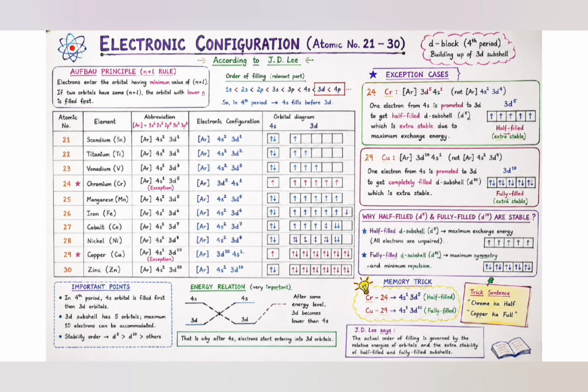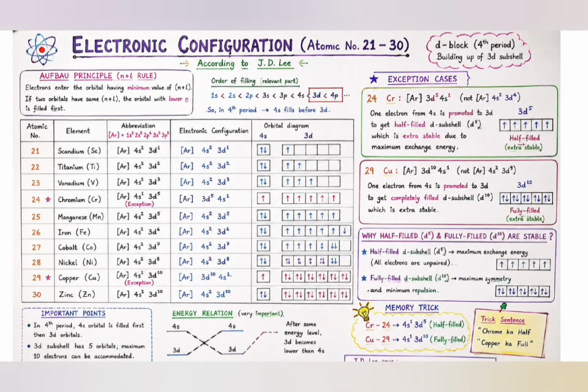Hi friends and students. Today we are going to study the electronic configuration of elements from atomic number 21 to 30. Before we begin, quickly revise the above principle, which is based on the n plus l rule. This rule helps us to determine the order in which electrons fill different orbitals. After that, we will learn the electronic configuration of all the elements from scandium to zinc, including the important exceptions and the reason behind them.